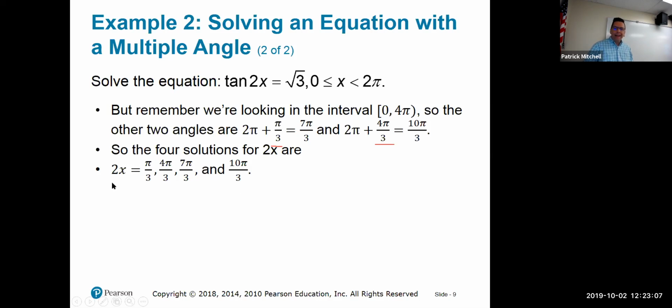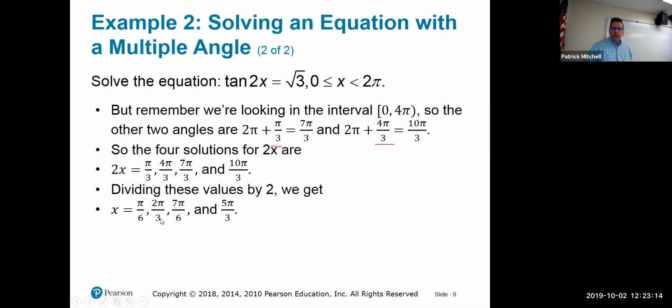So if I divide all of these values by 2, what I get is pi over 6, 2 pi over 3, 7 pi over 6, and 5 pi over 3. To see how I went from here to here, it might be helpful instead of thinking of this as divide by 2, because they're all fractions, it might be clearer to multiply them all by 1/2. Multiplying by 1/2 is the same thing as dividing by 2, right? So that's the final answer.